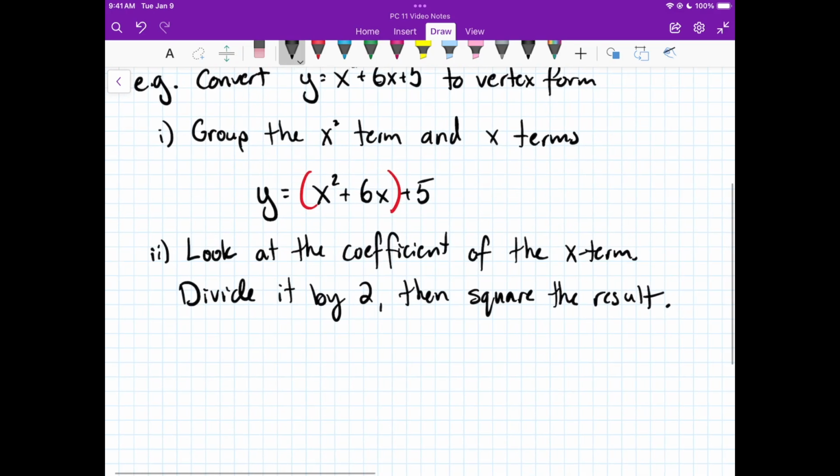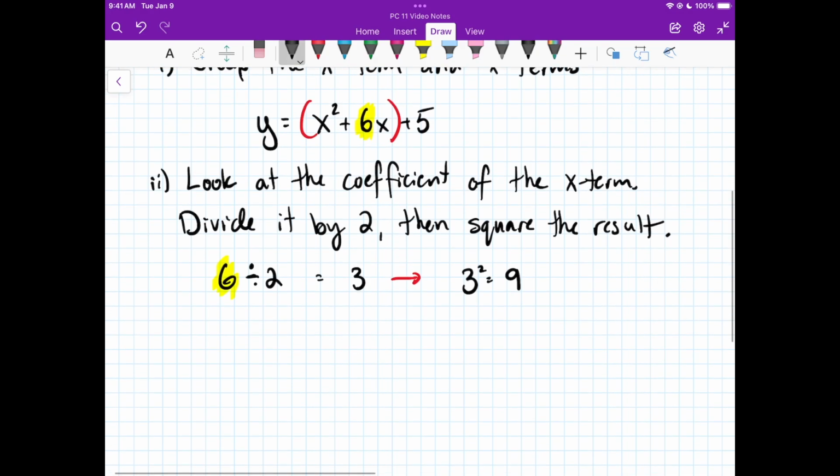So for our particular question, that means we're going to do 6 divided by 2, which is 3. And then from there, we're going to take that result, which is 3, and we're going to square that to get 9. And so 9 is kind of the number we're focusing on. And again, the 6 that we just worked with was just this coefficient up here on the 6x.